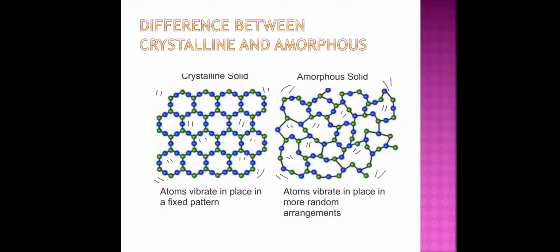So what is the difference between a crystalline form and an amorphous form? If you see the picture on your screen, the crystalline form looks more symmetrical than the amorphous forms. The atoms vibrate in place in a fixed pattern, so that is why they have typical geometrical patterns, and that's why they are crystalline in form. Whereas in amorphous forms, they vibrate in various random arrangements and it is not a very symmetrical kind of form.